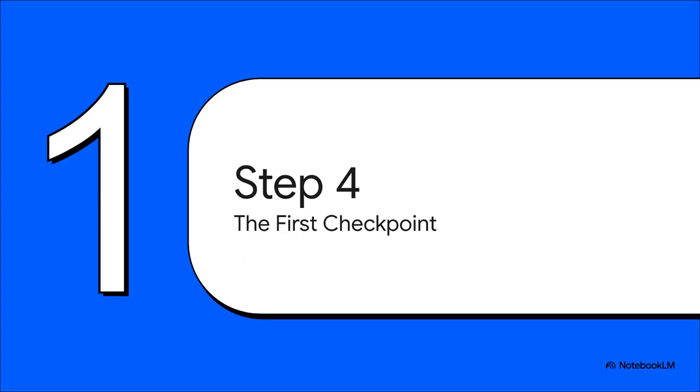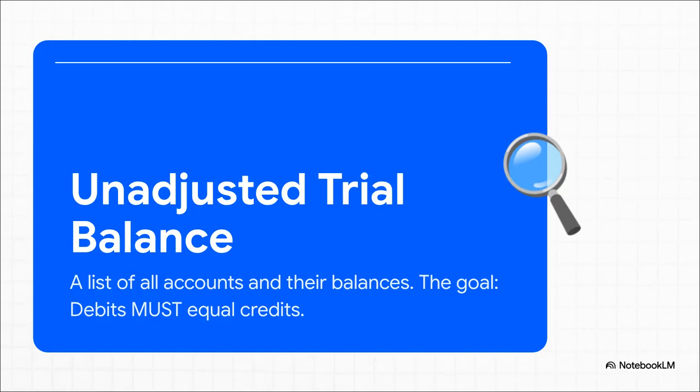All right, step 4. This is our first big checkpoint. We're going to line up all our accounts and just see if they balance. This very important step is called the unadjusted trial balance. Seriously, I want you to picture a seesaw. On one side, you've got all your debits. On the other, all your credits. And the goal is simple. Debits must equal credits. For this whole thing to work, that seesaw has to be perfectly level.